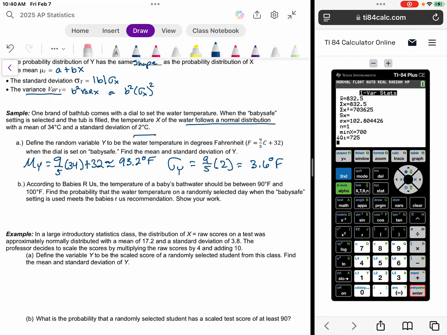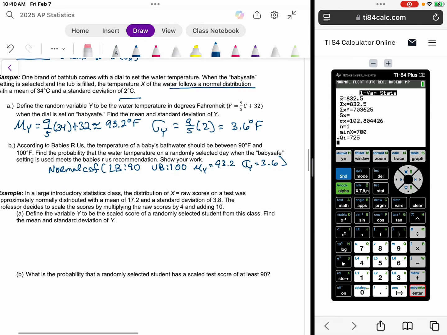to calculate the probability. So now, with that said, I can figure out the normal CDF with a lower bound being the temperature of 90 degrees, the upper bound being a temperature of 100 degrees. My mean, I've got to use the Fahrenheit mean. The mean for Fahrenheit, mu sub y, was 93.2. And the standard deviation for Fahrenheit is equal to 3.6. I do not want to use the Celsius stuff when I do this, because we've converted it over. They're asking us between 90 degrees Fahrenheit and 100 degrees Fahrenheit.